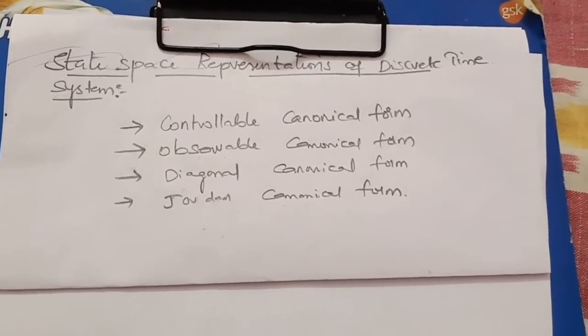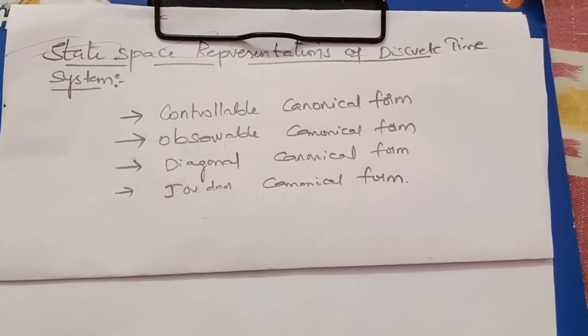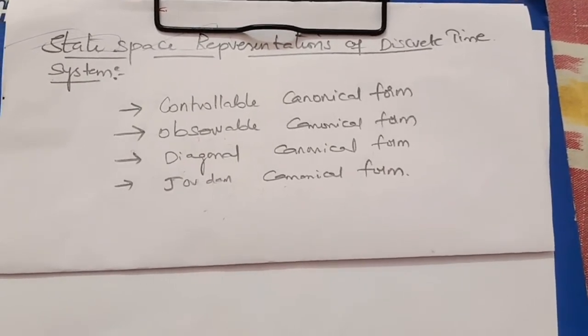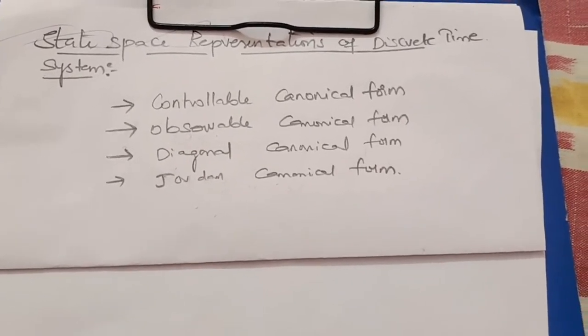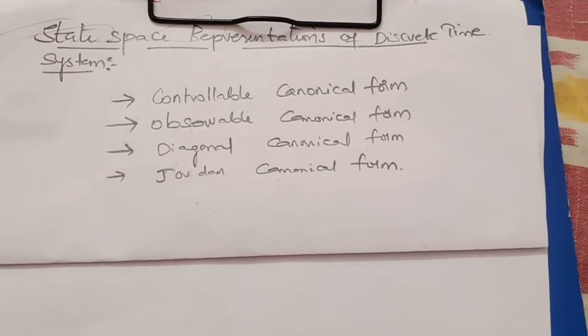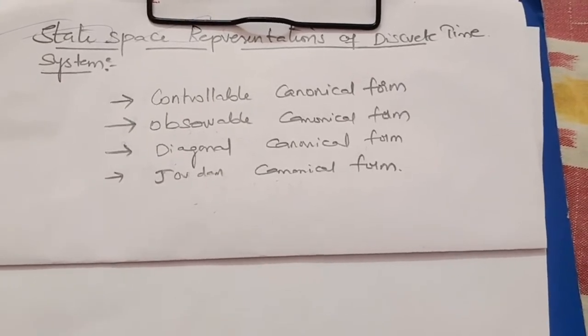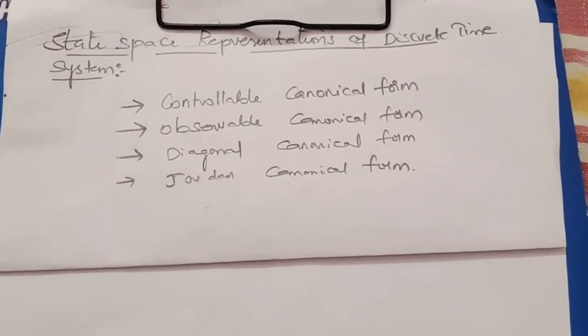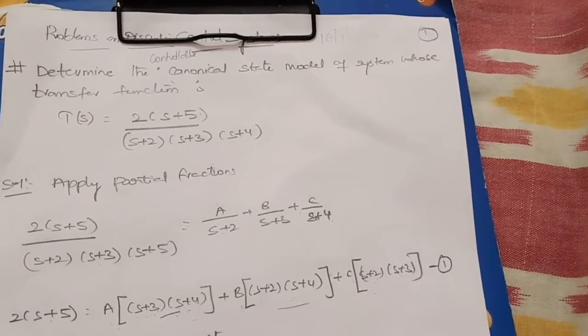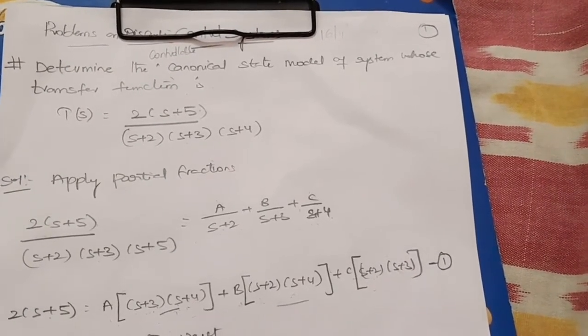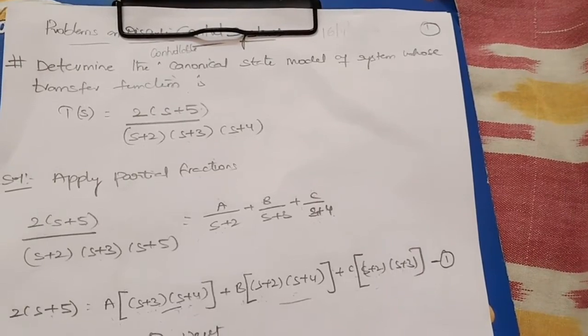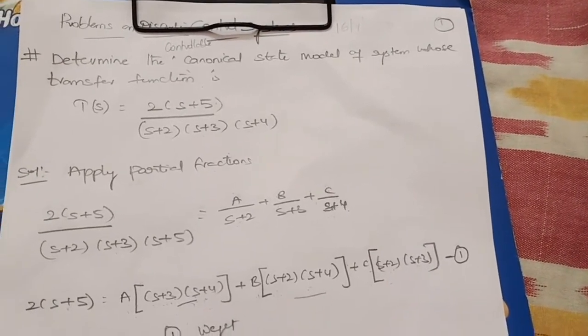Students, today let us see the problems based on state space representation of discrete time system. Generally there are four methods: controllable canonical form, observable canonical form, diagonal canonical form, and Jordan canonical form. Let us take the following example. Determine the controllable canonical state model of the system whose transfer function is given.